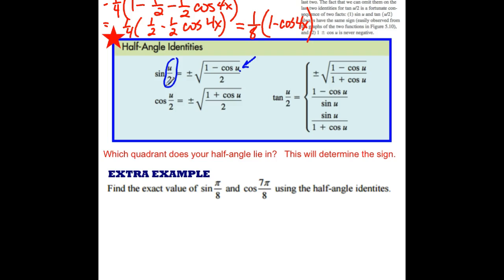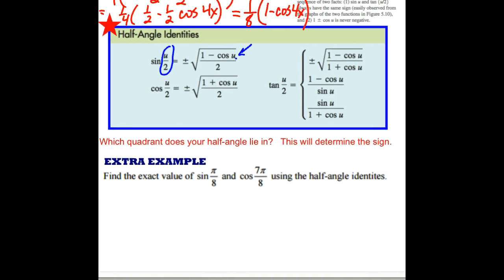You will notice that sine and cosine ones have a little plus minus in front of them. I need you to add this statement right here to your notes. It got left out by mistake. You need to ask yourself, which quadrant does my half angle lie in? That is what's going to determine whether you need the positive or the negative sign. So take a minute and write that down. Which quadrant does your half angle lie in? That's going to determine that plus or minus, which one you should use.